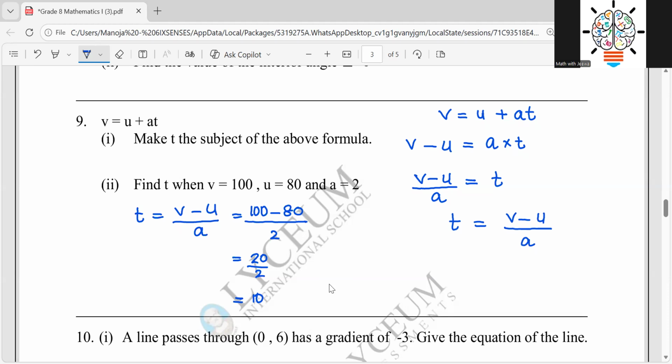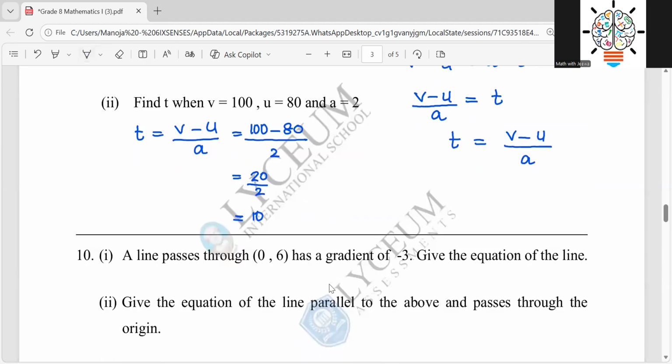V is equal to 100 and U is equal to 80. That means 20. And then you divide it by A. It is 2. Then it gives you the answer, right?